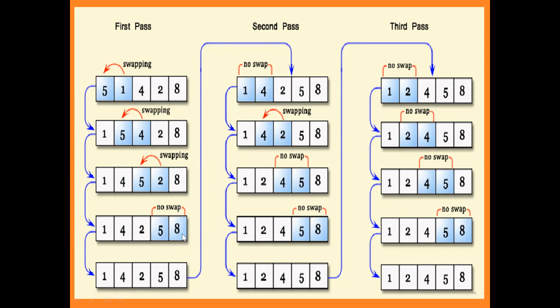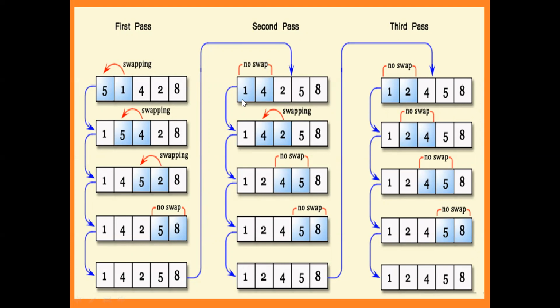Now after this, what is the list? 1, 4, 2, 5, 8. So here we have reached the end of the list. But even after reaching the end of the list, we don't know whether the list is in sorted order or not. Then what we need to do is, whenever you reach the last position, we say that the first pass is over. Now we need to start the second pass. In the second pass, we take the input from the first pass. So the last step of the first pass will become the first step in the second pass.